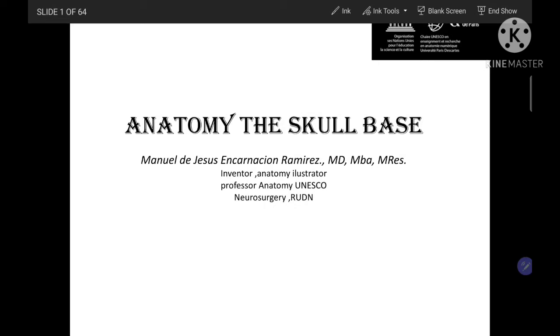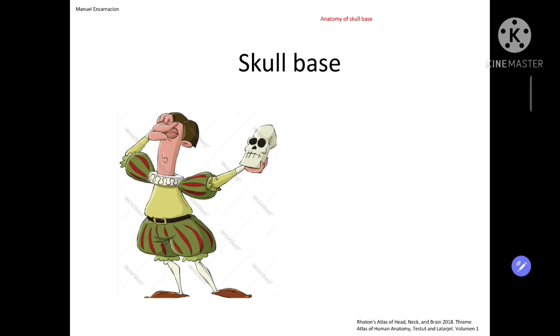Okay, today we're going to talk about the skull base anatomy. So, skull base or not skull base, we have something complex here. Before we start talking about the skull base, we need to say very simple stuff. The skull base is a very complex area.